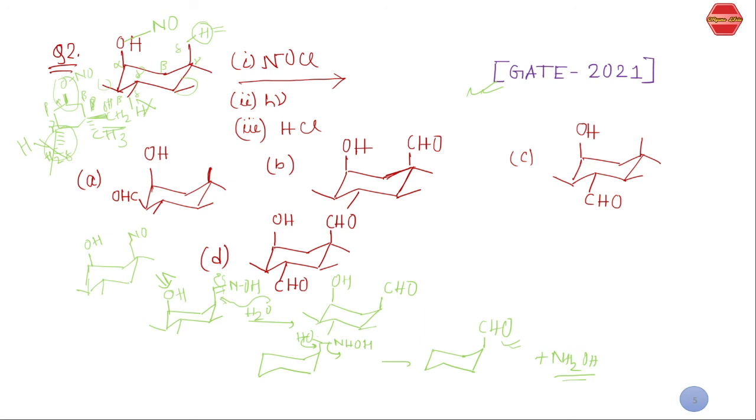Now we have to find this major product. In this case, both aldehydes could form, but it will not form stereoselectively, only specifically at this position and only this aldehyde. So option B will be the correct answer for this reaction, right?